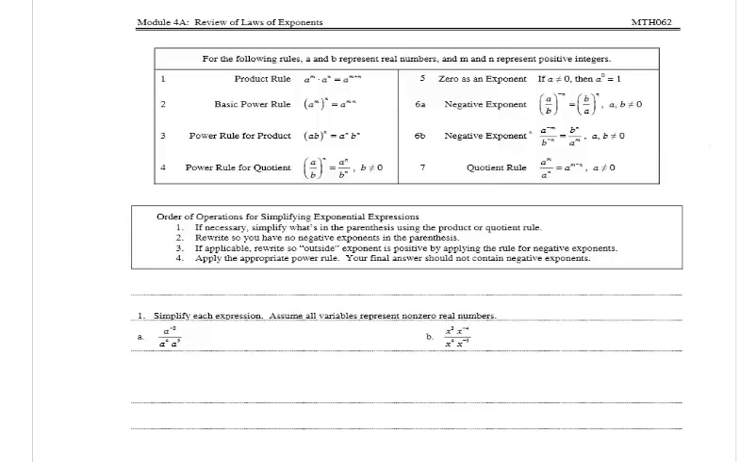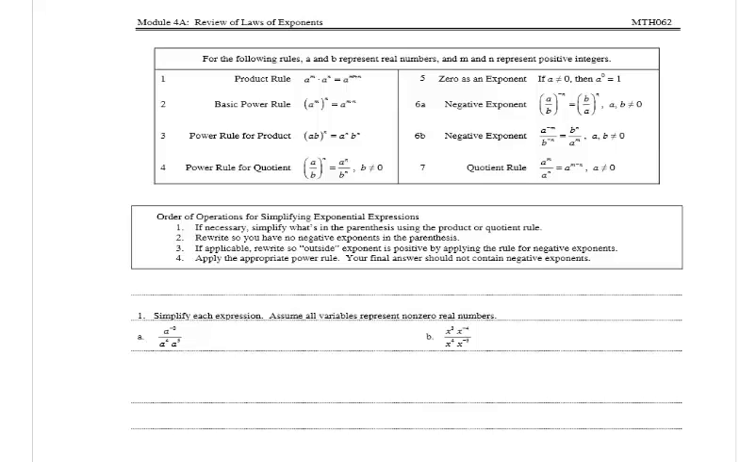Negative exponent part 2: if we have a to the negative m divided by b to the negative n, it's the same as b raised to the n divided by a raised to the m, as long as a and b are not equal to 0. And if we have a to the m divided by a to the n, it's equal to a to the m minus n. So we subtract the exponents if we're dividing.